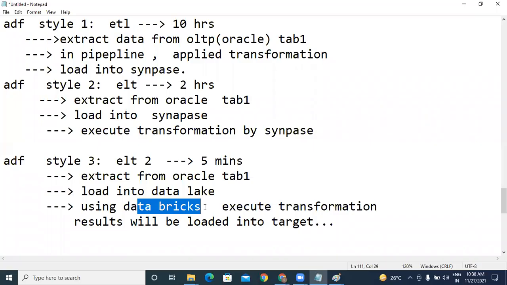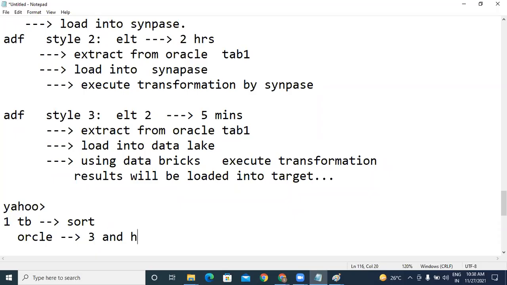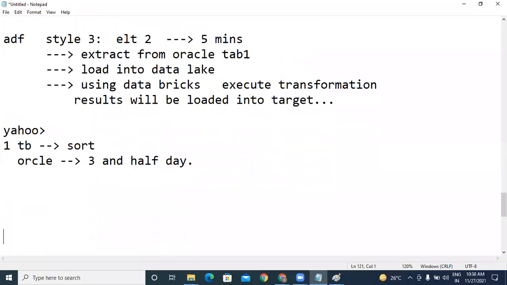Sir, a small industry example: one test conducted by Yahoo, yahoo.com, long back. The requirement was 1 terabyte of data. The required operation was sorting, either ascending or descending. On 1 terabyte of data, Oracle consumed 3.5 days. Not hours, sir, 3.5 days. After that, they tested with Teradata.